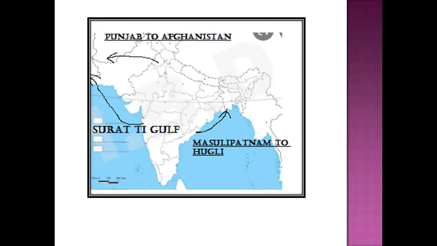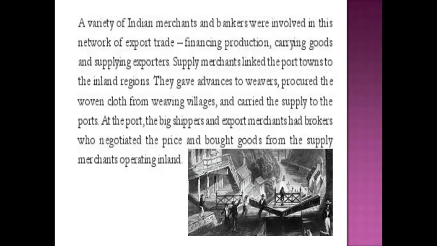So India's trade was very good at that time. A variety of Indian merchants and bankers were also involved in this network, and export and import activity was going on. India was very prosperous during the starting period. They used to finance production, carry goods from one place to another, importing and exporting. Supply merchants linked the port towns to the inland regions. Everything was connected.